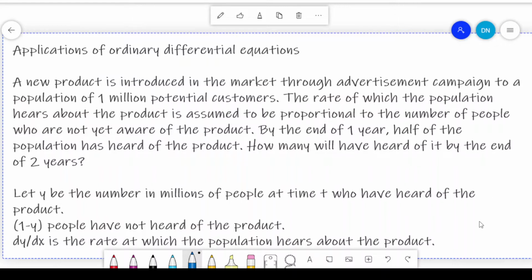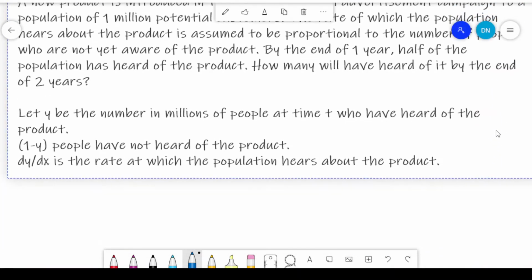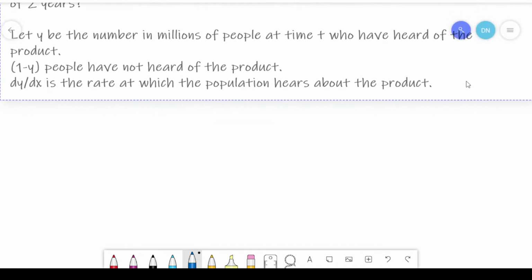So in this case, we let y be the number in millions of people at time t who have heard of the product. That's the first step. So 1 minus y is the number of people who have not heard of the product. And then we want dy/dt, the rate at which the population will hear about the product.